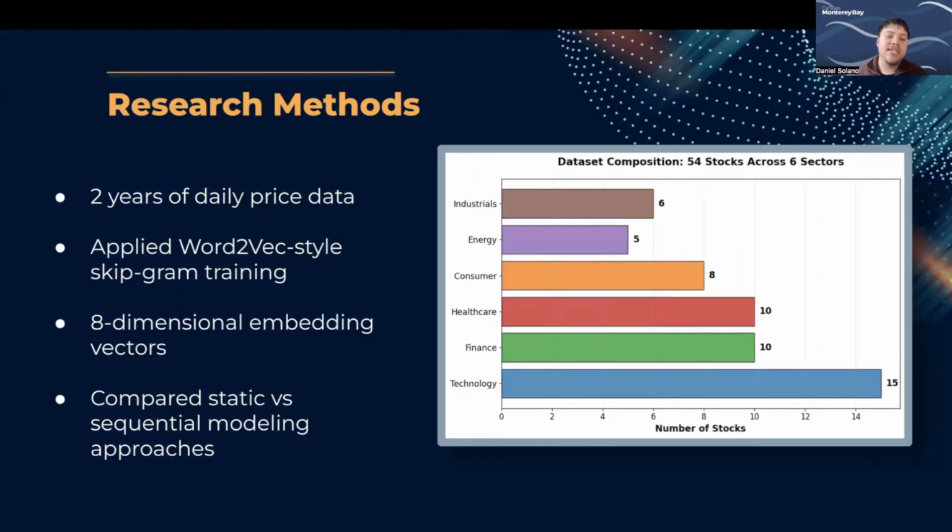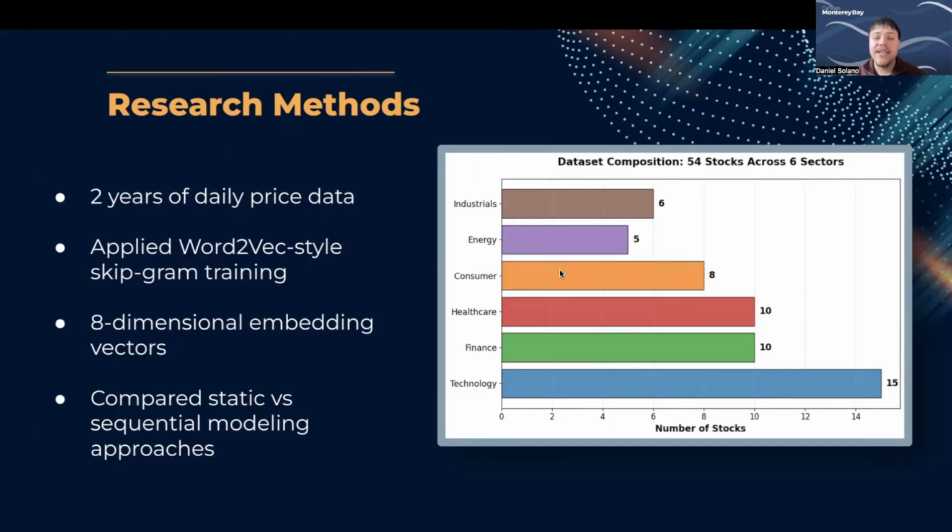So, research methods. How did we actually go about doing this? Well, we got 2 years of daily price data across 54 stocks, and those 54 stocks are divided between 6 sectors. What that means is that we have 15 for technology, 10 for finance, 10 for healthcare, 8 for consumer, 5 for energy, and 6 for industrial.